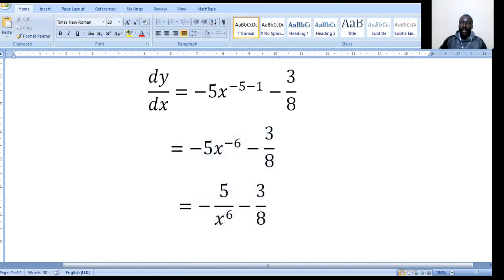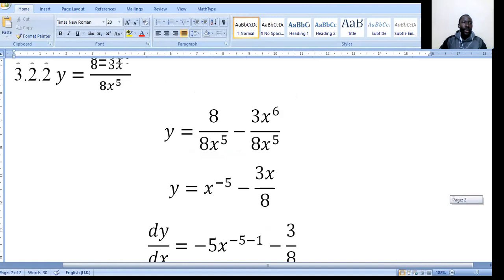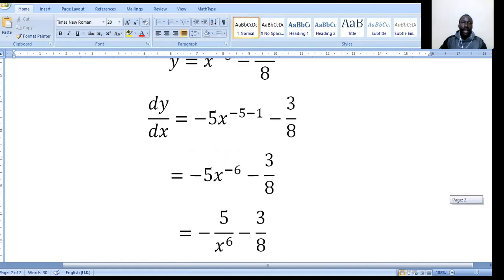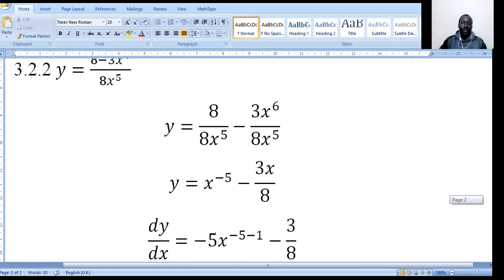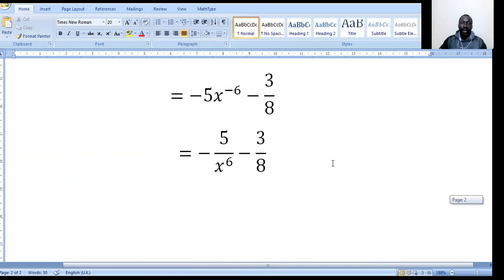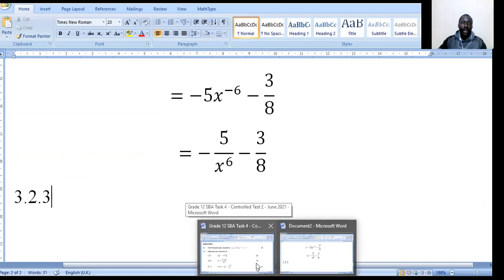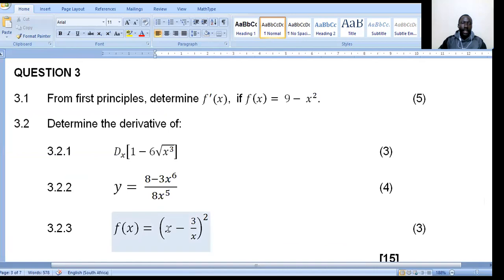And so from here, we can move on to 3.2.3, which is the last question for part 3. So let's see what that question is right here. What's the question? Well, f of x is x minus this. Oh yeah, I noticed this.